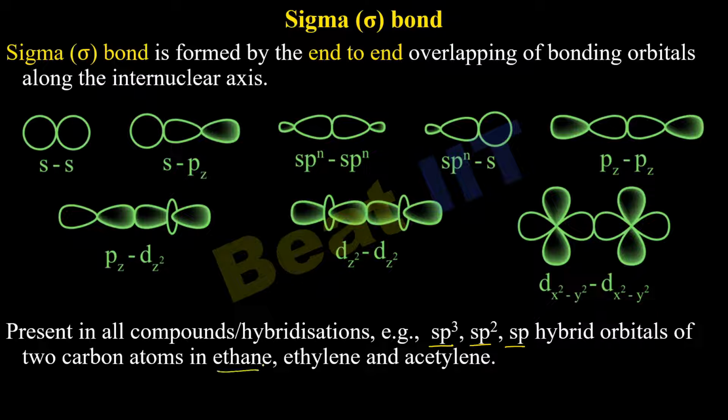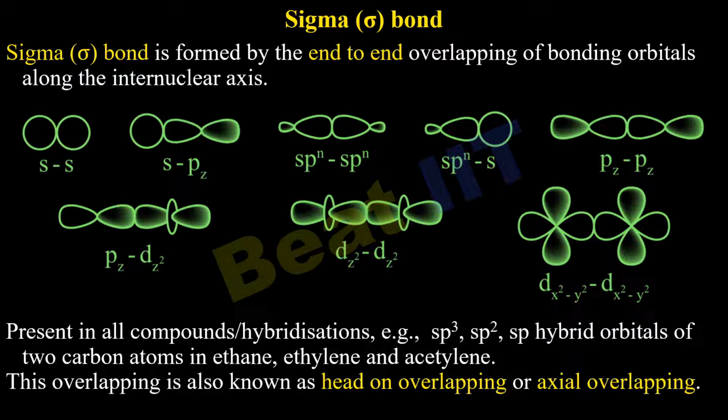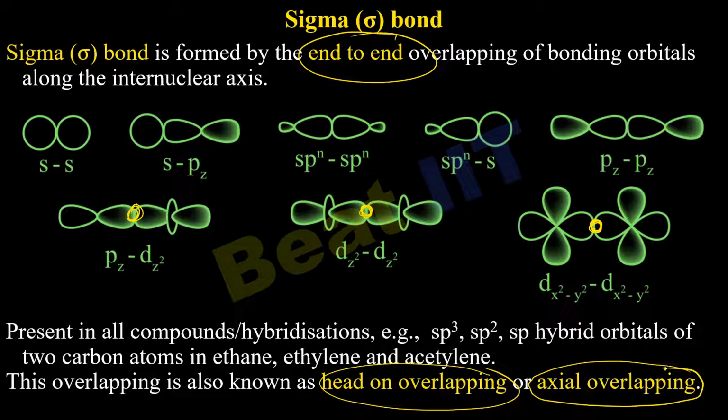So whether you have ethane, ethylene, acetylene, in all the compounds, the sigma bond will always be formed and it will be the first to be formed. This end-to-end overlapping is also known as head-on overlapping. It looks like two heads are overlapping here, that's why. It is also known as axial overlapping because it is along the internuclear axis. So all these three names, end-to-end, head-on, and axial overlapping, are the same thing.